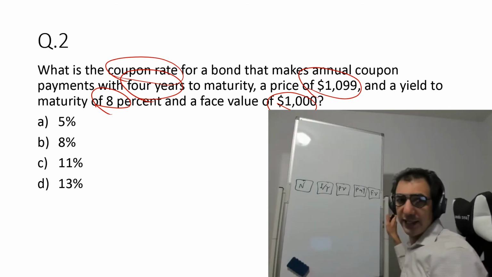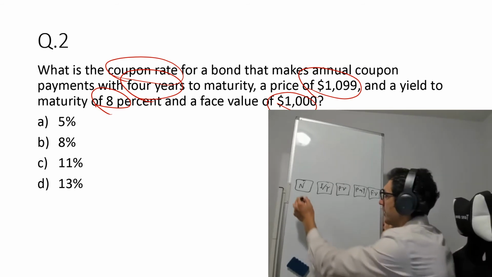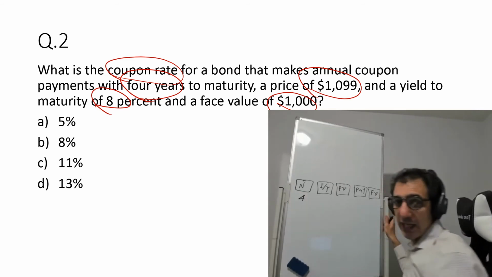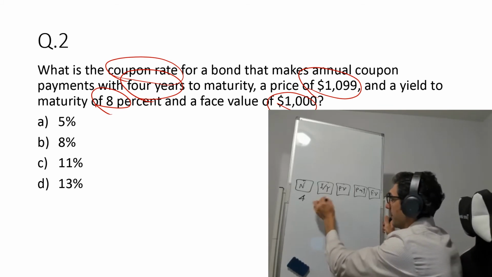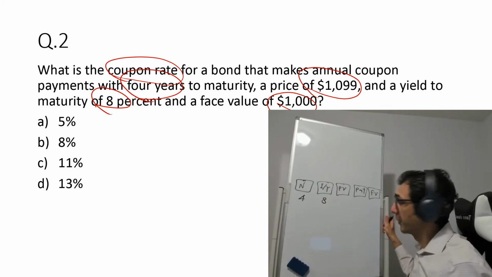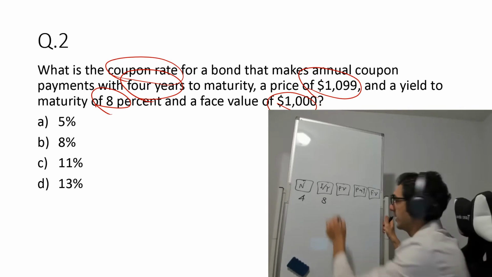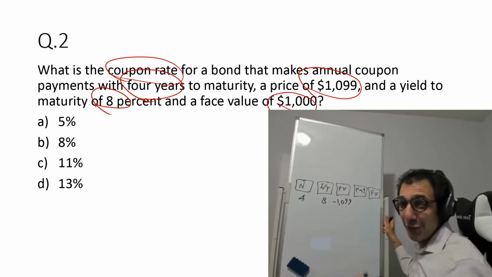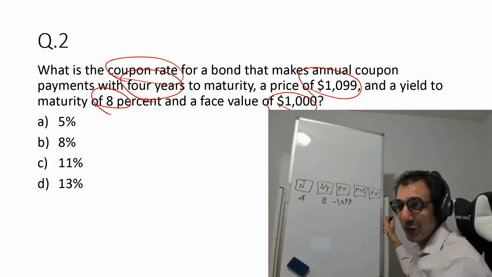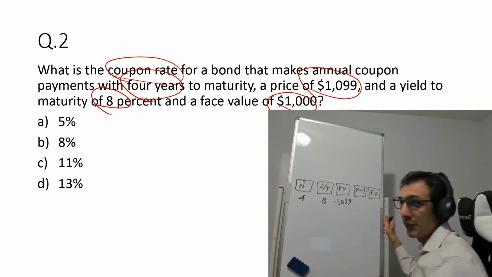Your N in this case here is 4 years. The discount rate, or I here, it's given as 8%. That's the same as your yield to maturity. The present value is $10.99, so you are buying that, and remember you need to pay for that, so that's why you go with negative sign, cash outflow.